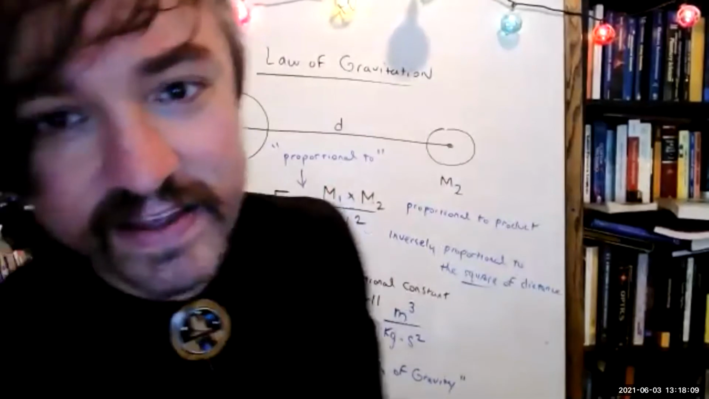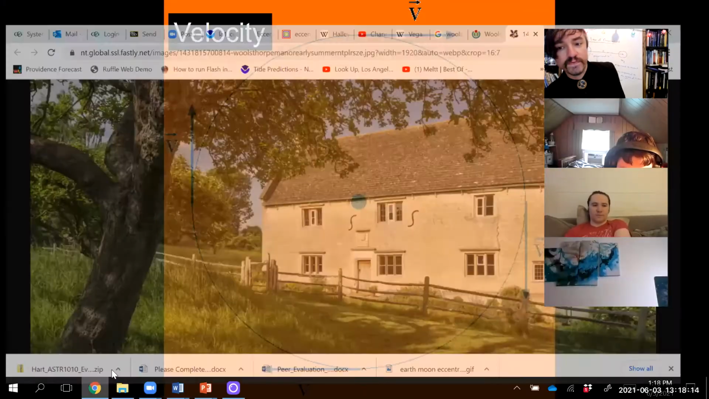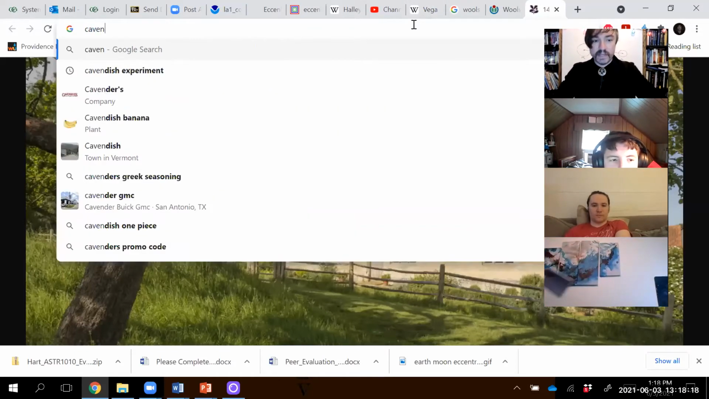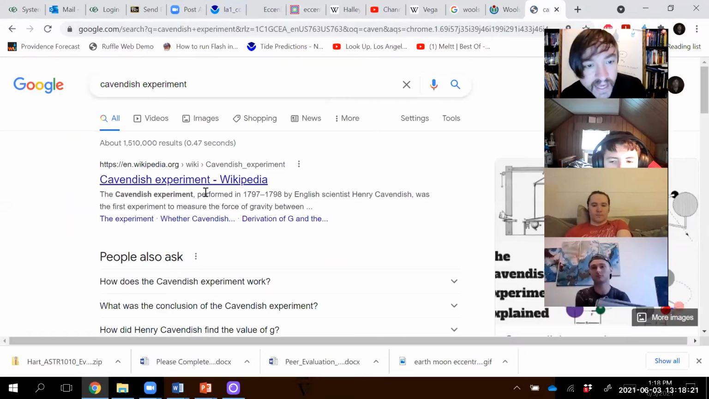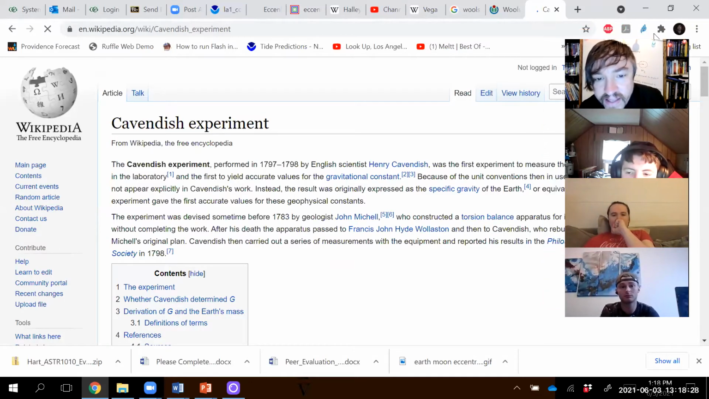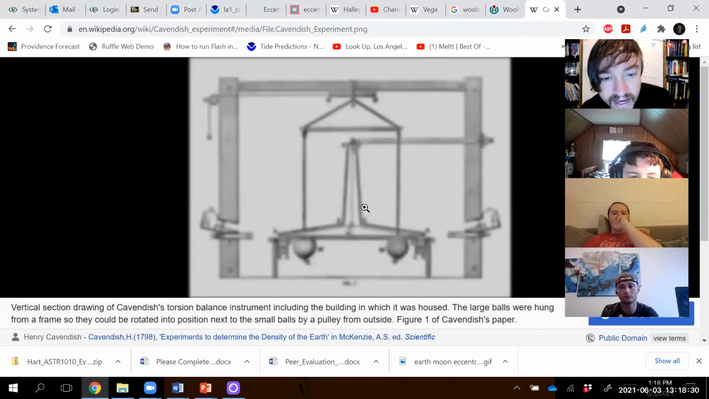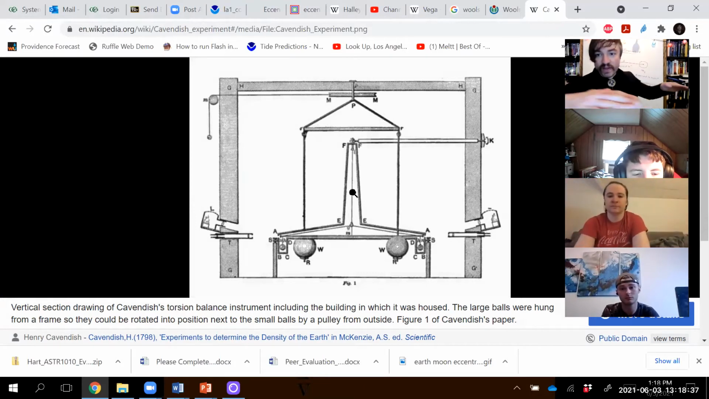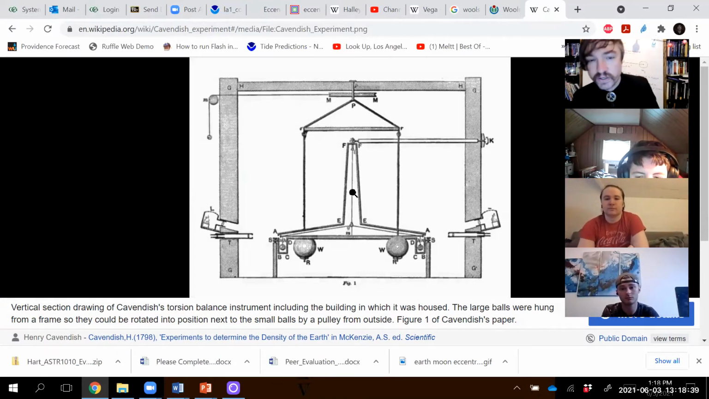Let me tell you about the man who turned the proportionality symbol into an equal sign. His name is Henry Cavendish, and he performed a legendary experiment called the Cavendish experiment. Now, kind of a funny story here. The Cavendish experiment was, he took these two giant lead spheres, maybe roughly the size of bowling balls, and he suspended them from this very delicate twisting balance beam that's called a torsional balance beam.